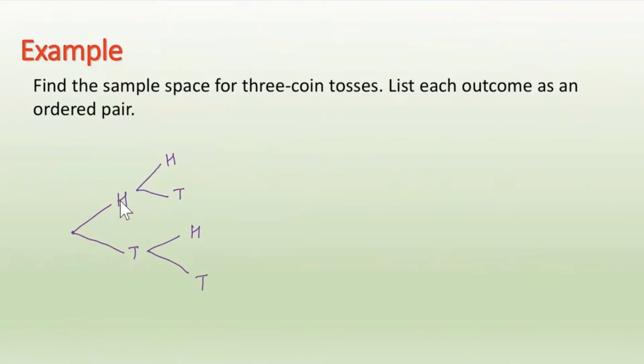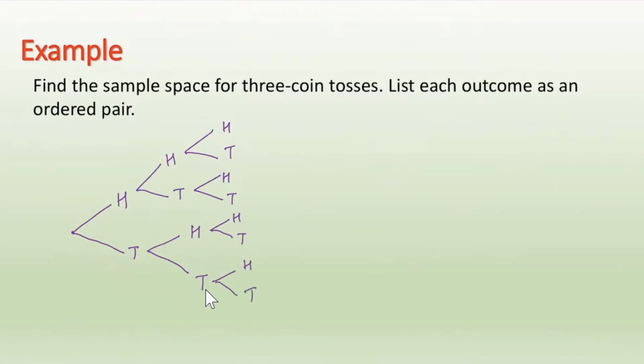Now, if you look at this one, first you got a head, second, you got a head. So third, you may get a head or a tail. This one, first you got a head, second, you got a tail. Now third, you may get a head or a tail. This one, first you got a tail, then you got a head. After this, you may get a head or a tail. Here, first tail, second tail, then when you toss the third one, you may get a head or a tail.